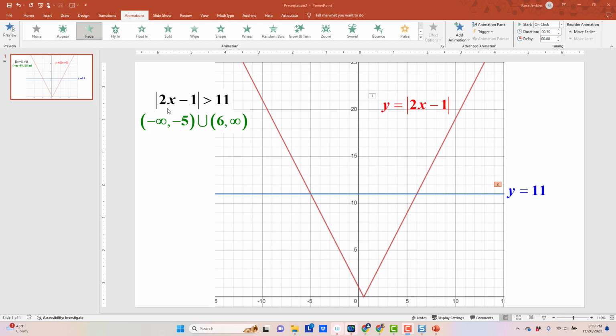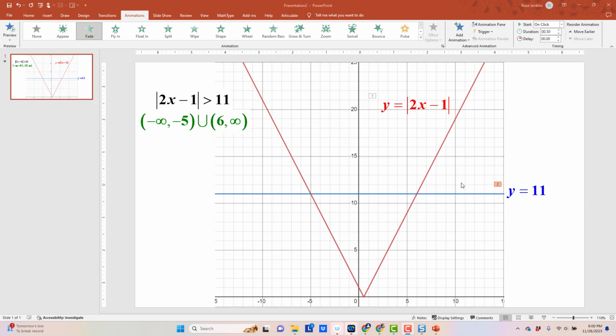If this problem had said the absolute value of 2x minus 1 equals 11, we would see that solution on this graph. It would be at -5 and also at x equals 6. Okay, but notice also that besides the equals part, we have a portion of the absolute value graph that falls below y equals 11, or it is less than y equals 11. There's also a portion that falls above y equals 11. Actually, two separate portions, okay? So there are a couple of things that we can get from this.